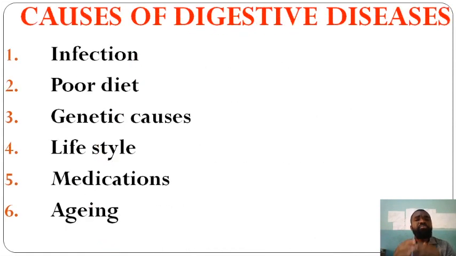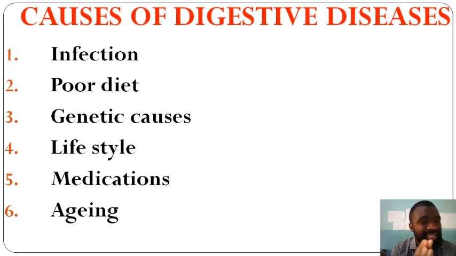So, most of the things that cause our digestive organs to be infected is the food we eat, infected food. Spoiled food is also infected. Spoiled food, sour food, they are infected. Once a food has gone sour or spoiled, it's infected.